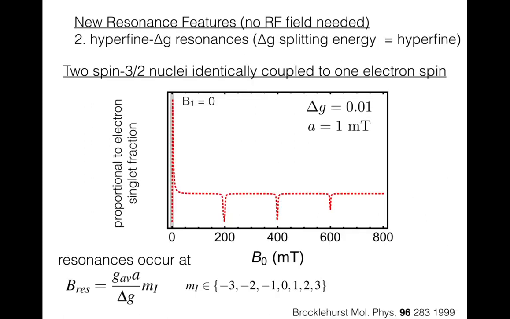Another feature is when you have large differences in g factor of the two spins. So you have hyperfine and delta g resonances in conjunction. So this would happen at higher fields, and here's a calculation of 2 spin 3/2 nuclei coupled to 1 electron spin. And you see these resonances out at much larger fields now. Again, these have not been observed, but hopefully we can find them.